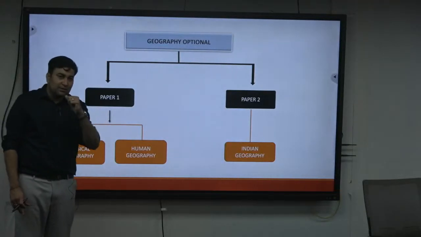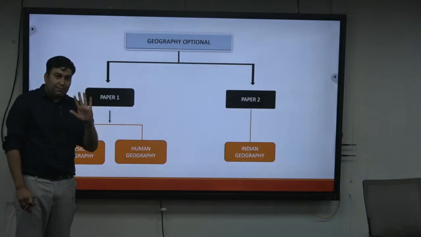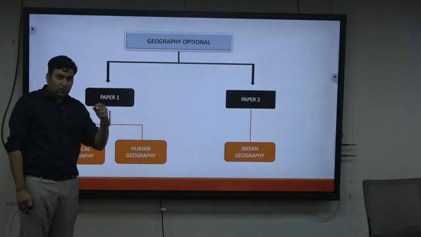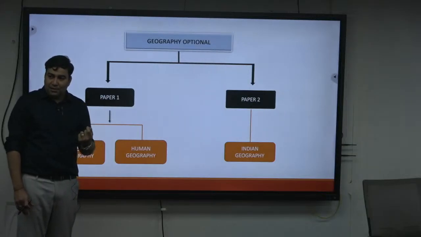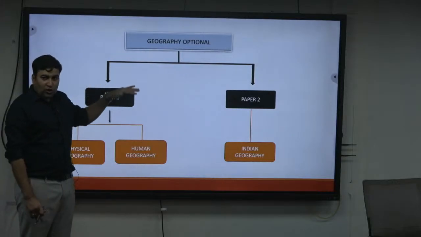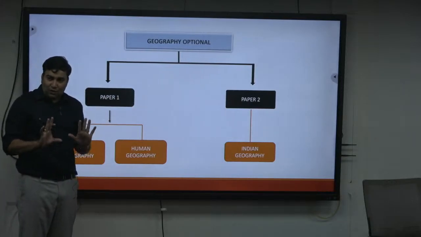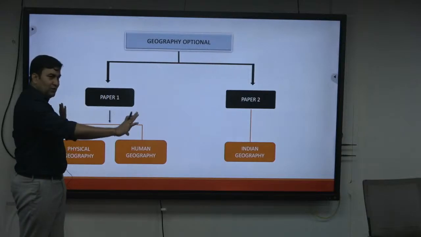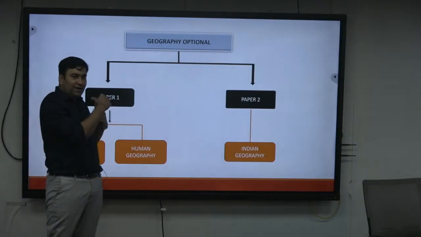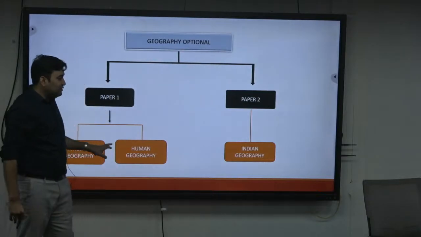I know you know the scheme of the examination. In paper 1, there will be question number 1, A, B, C, D, E. Question number 2, A, B, C. Have you ever seen the paper? Yes or no? So I hope the geography optional paper is clear. The optional has 2 papers. One paper is for physical geography and human geography. Second is completely your Indian geography.